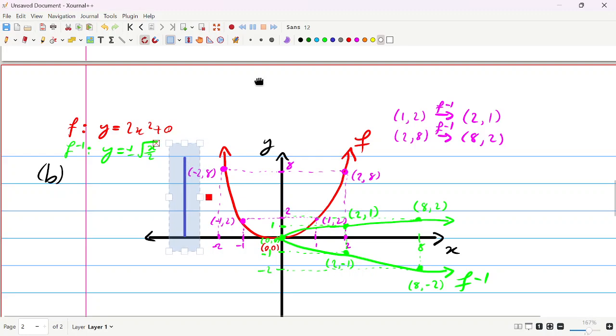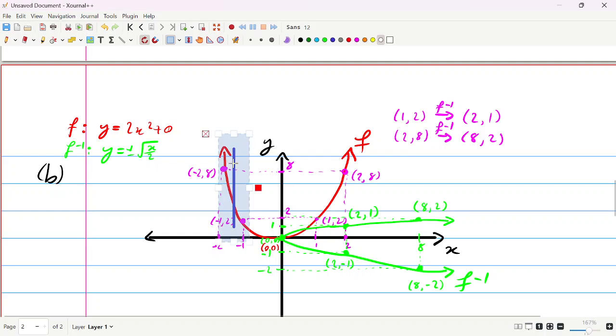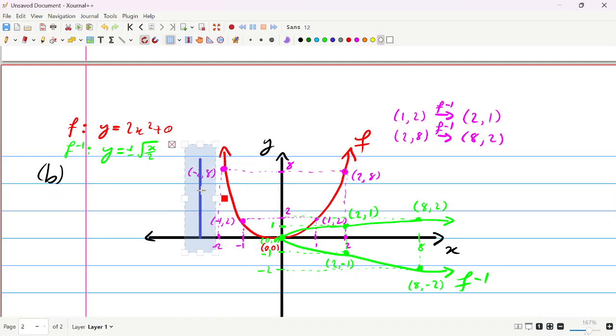If we take the vertical line and we go from left to right, what you notice is, when we go from left to right, there is no point on this function where the vertical line intersects twice. Obviously, it does touch the other function, but we're only looking at f. And we know it's going to be what? It's a function.